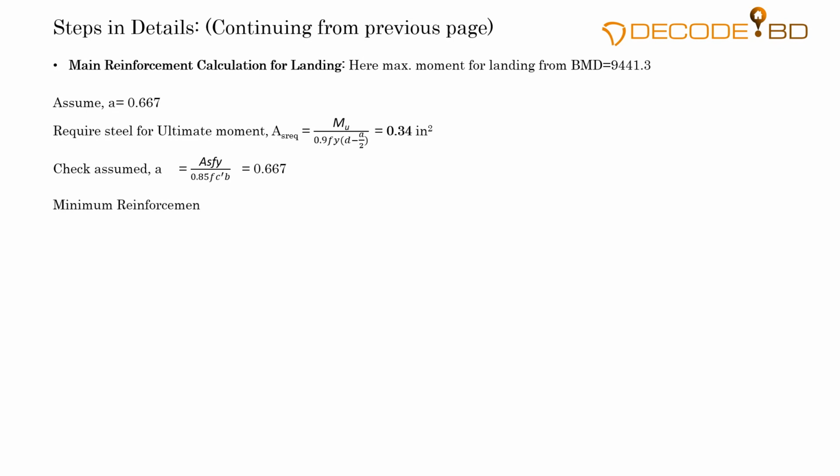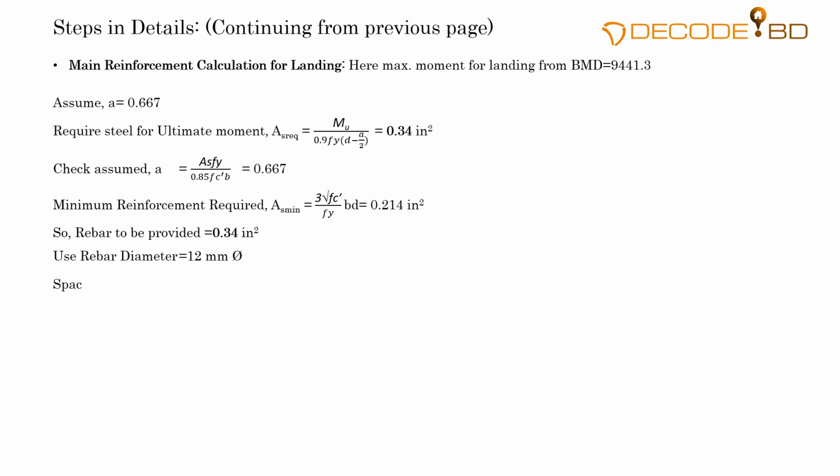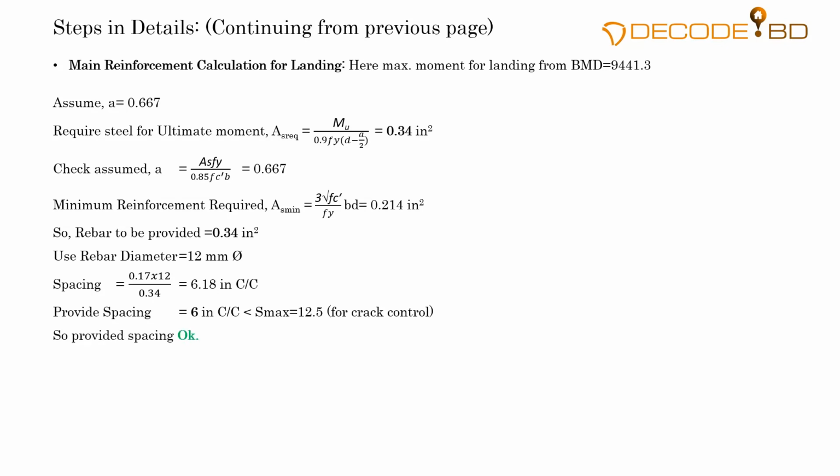Now the minimum reinforcement check using this formula gives 0.214 square inch. So the rebar to be provided is the maximum among these two values, 0.34 square inch. Use rebar diameter 12 mm, spacing comes to 6.18 inch. Provided spacing will be 6 inch center to center, less than S max 12.5 inch for crack control, which we calculated earlier. So the provided spacing is okay.